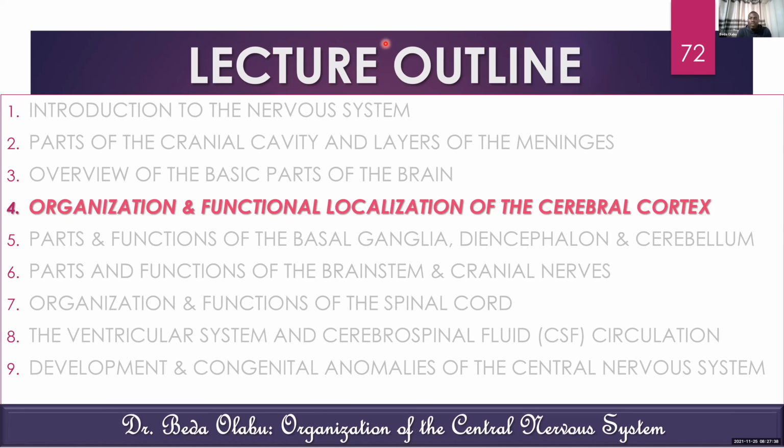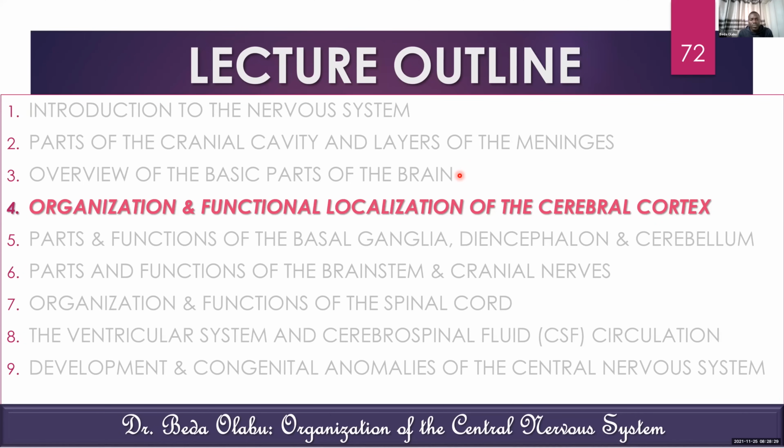All in all, remember where we've come from. You've had a lecture on introduction to the nervous system, where some concepts were covered. You've also had a lecture on the parts of the cranial cavity and the layers of the cranial meninges. So you are aware about anterior, middle, and posterior cranial fossa. You're also aware about dura mater, arachnoid mater, and pia mater. You're also aware about the meningeal spaces: epidural space, subdural space, and subarachnoid space.